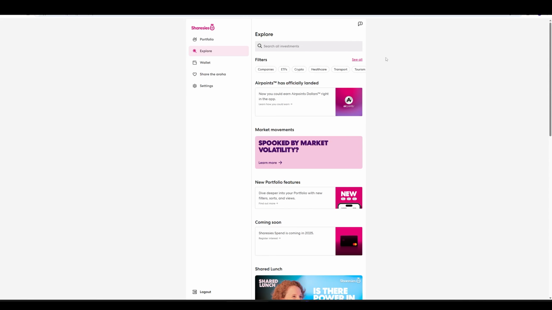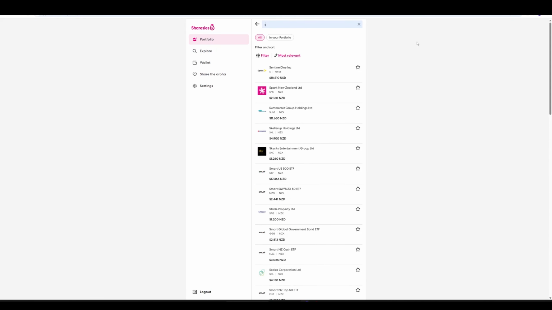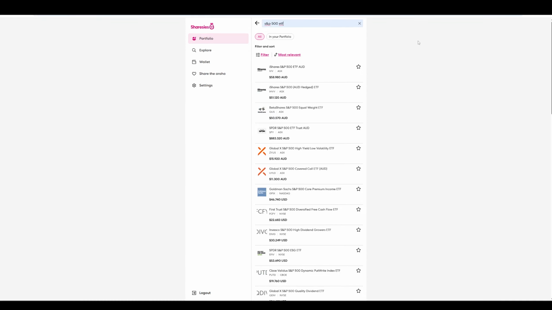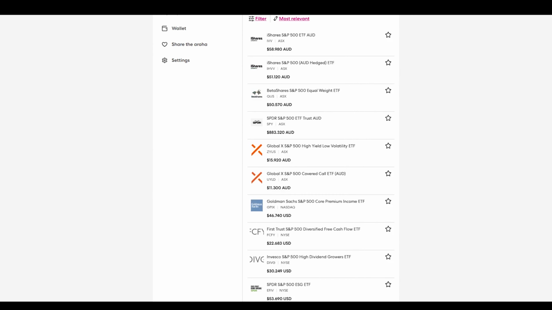That is actually a great question because when you search up S&P 500 ETF on investing platforms like Sharesies, you see multiple options because different providers offer similar funds. There are several things to look for, such as which stock market it is listed in. ASX means it is listed in the Australian stock market. NZX means it's in New Zealand. And NYSE means New York Stock Exchange.